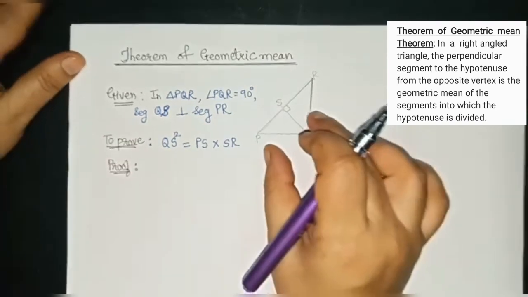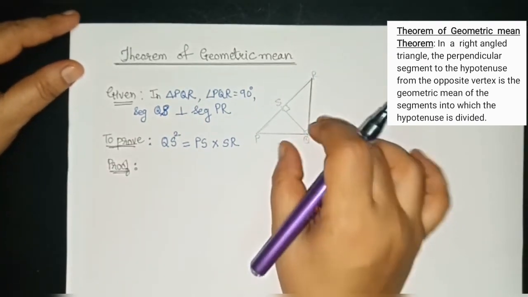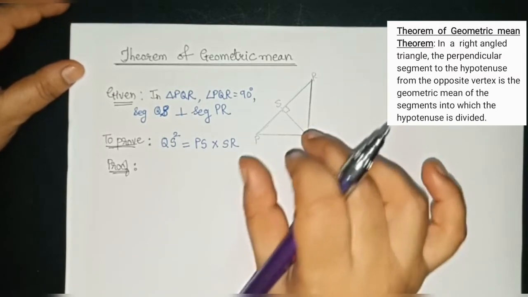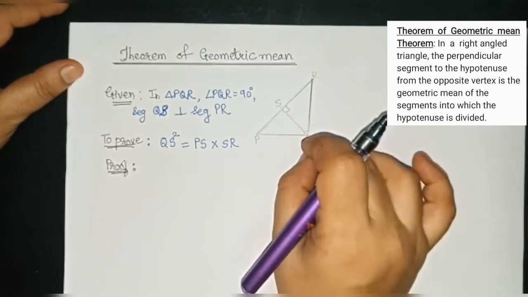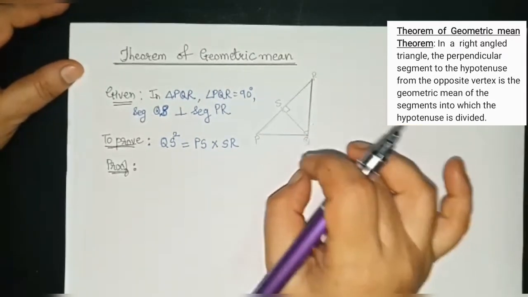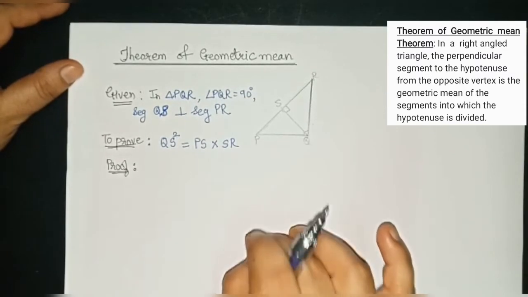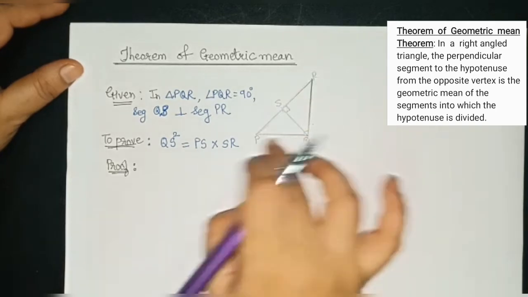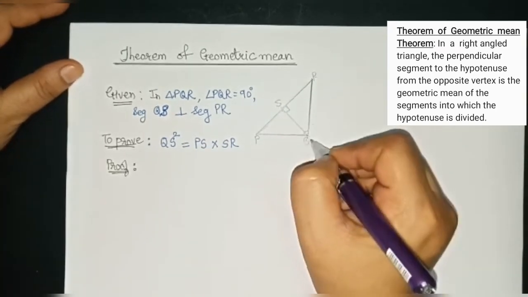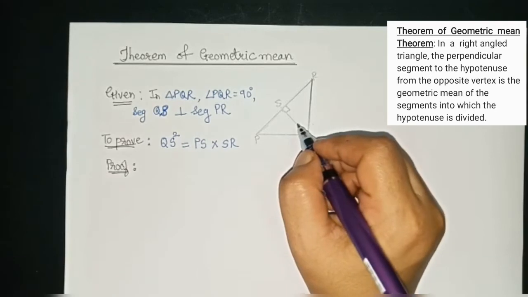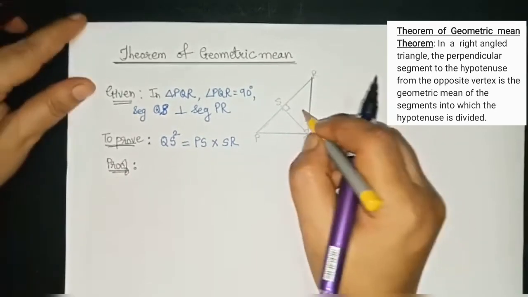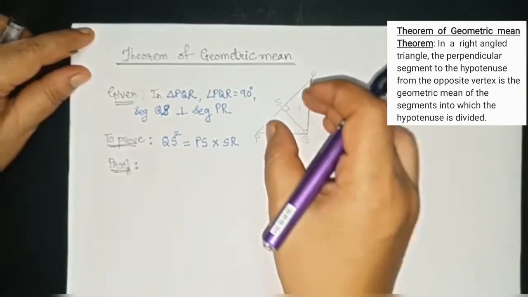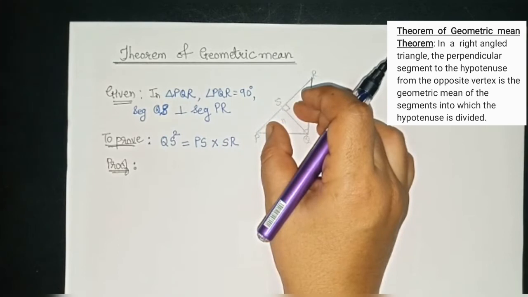We will take help of the similarity of right angled triangle. If you have not watched my previous video of similarity of right angled triangle, please watch it so that you will understand the results we are using in this theorem. This is a right angle, and because of this perpendicular QS, we can see that there are two triangles formed. This is one triangle and this is another right angled triangle. And what is the result of the similarity of the right angled triangle?